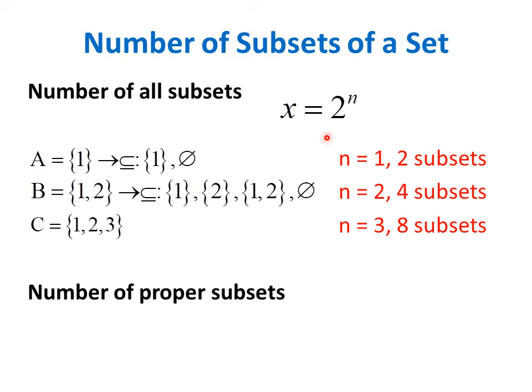Okay, but remember that 2 to the n gives you the number of all subsets. That is the number of proper subsets plus the improper subsets. So if you are asked to get the number of proper subsets only, you have to subtract 1 from 2 to the n, because in 2 to the n we have the improper subset, which is the entire set.